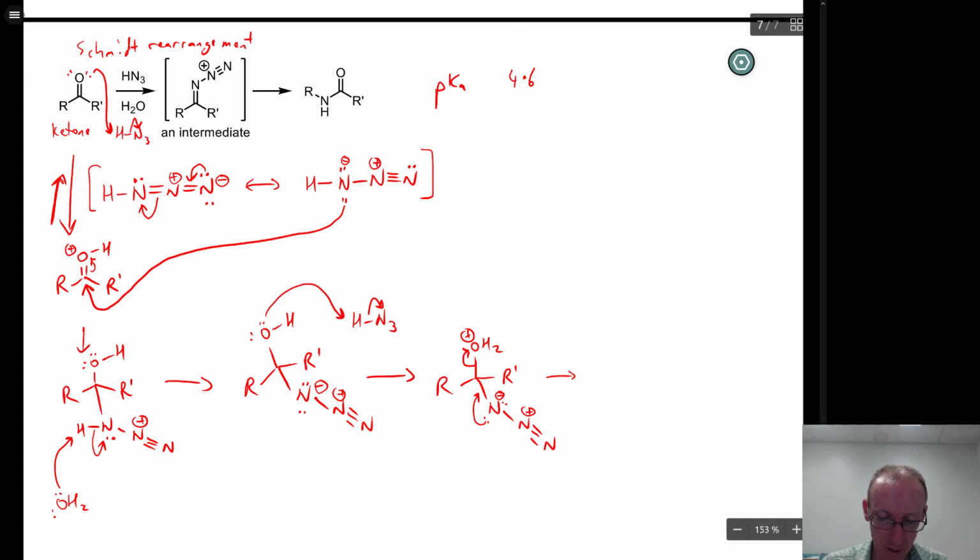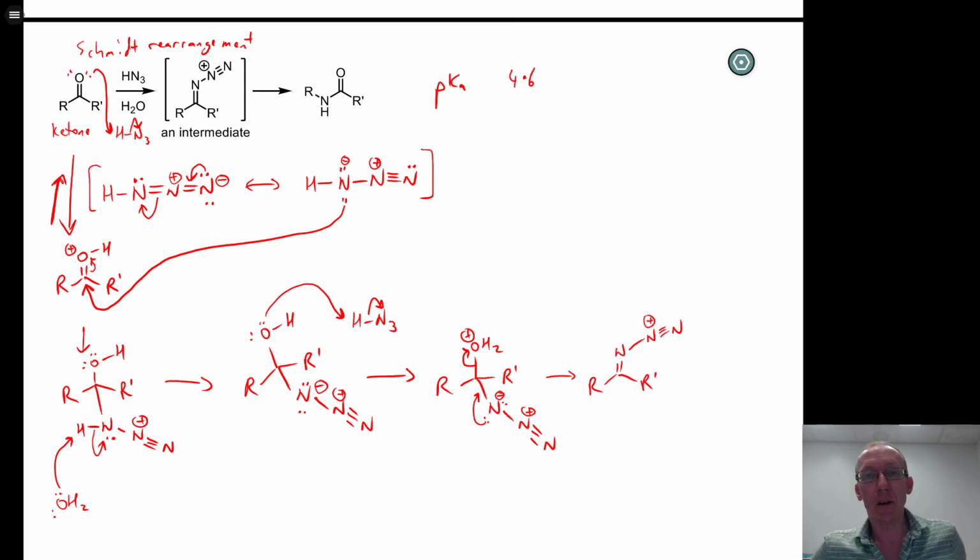So that takes us to the intermediate, so I'll redraw that here. Okay, now that intermediate is going to be pretty unstable because we've got an NN triple bond with a positive charge on that central nitrogen, and if we kick electrons towards that, we're going to spit out N2 as the leaving group. That's one of the most stable leaving groups we can possibly imagine.